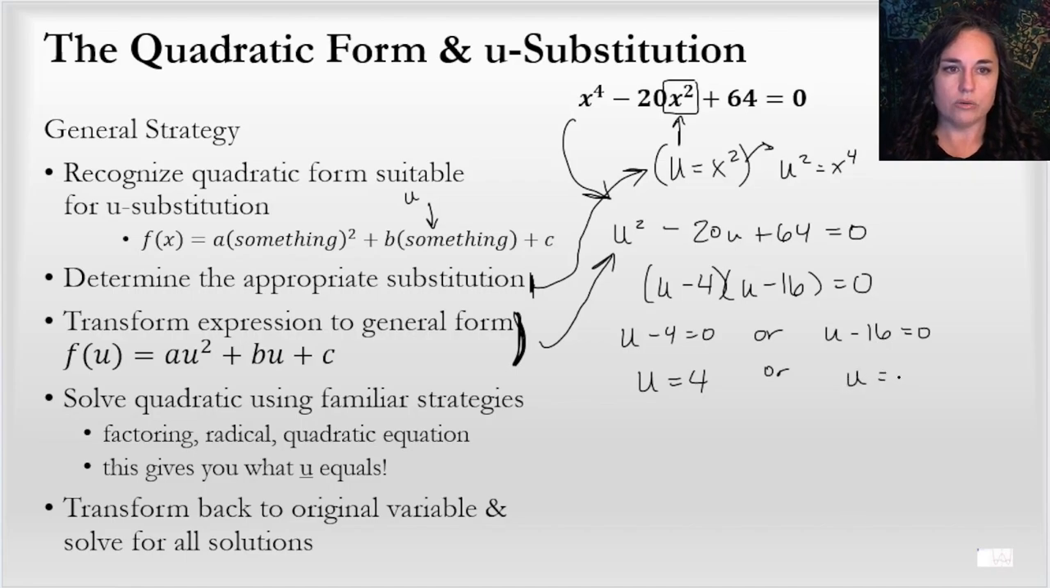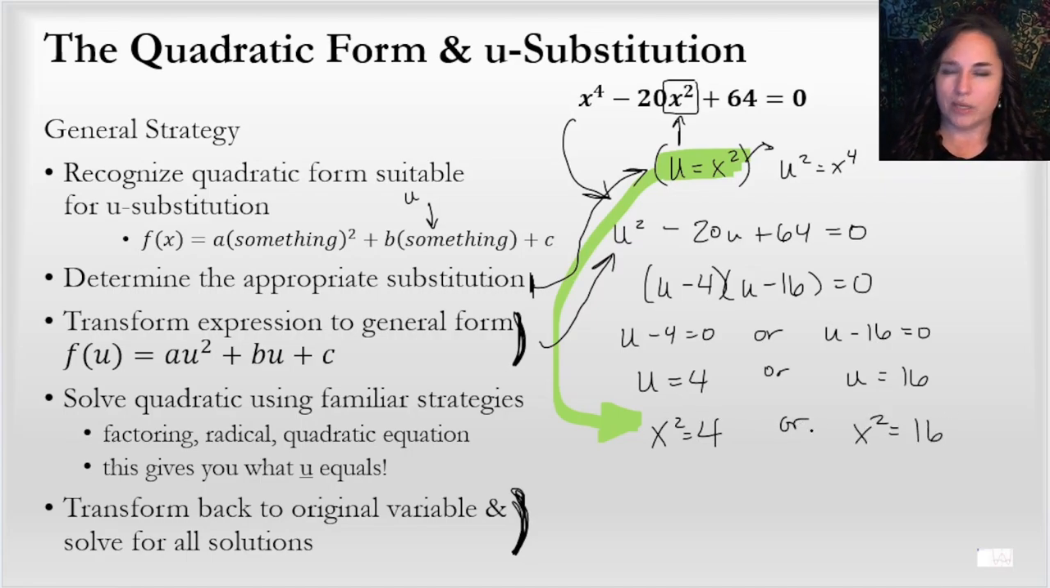But we're not done solving the problem. We did the substitution, and remember I said we have to undo the substitution. We need to transform back to the original variable. We don't care what u is; what we care about is what x is. So I'm going to take this expression and bring it back down here. u is 4, and u is also x squared. So I can say x squared equals 4 or x squared equals 16.